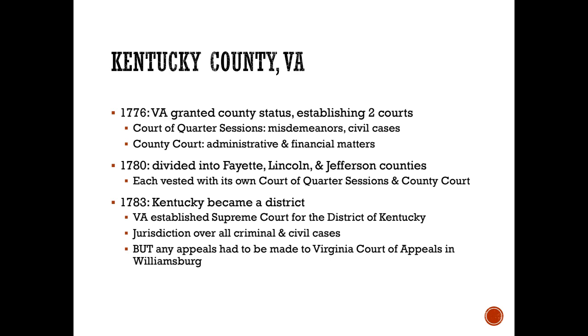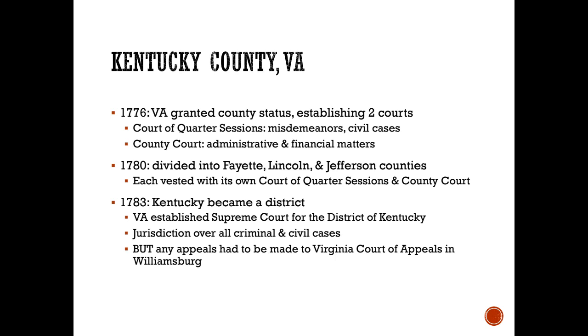And then 4 years later, Kentucky County was divided up into the first 3 counties of the area, which were Fayette, Lincoln, and Jefferson counties. As they were created, each county was invested with their own Court of Quarter Sessions and their own county court. This continued on as time progressed and the counties divided. Each county, as it was created, would get the same kind of courts that its parent counties had. And then in 1783, Kentucky had enough counties that they created a district of Kentucky.